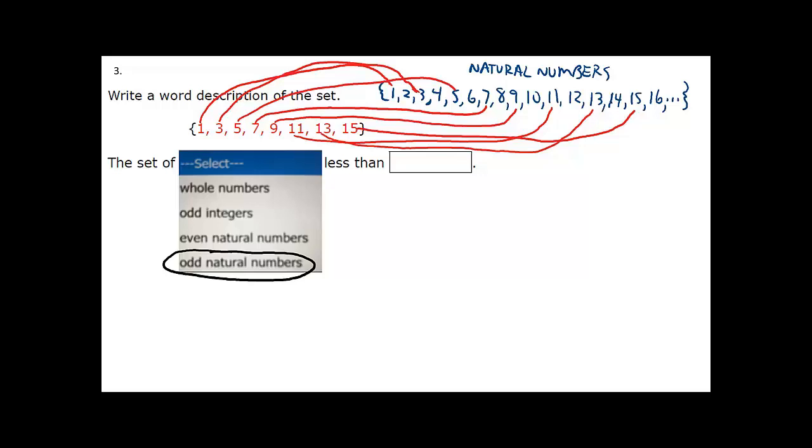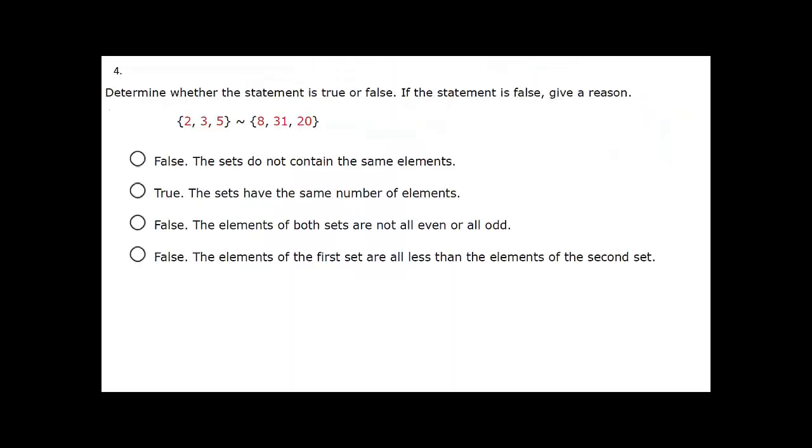But the phrasing of the question says less than, so it would be less than 16. If we stop at 15, that means we are less than 16. So the answer is the set of odd natural numbers less than 16.